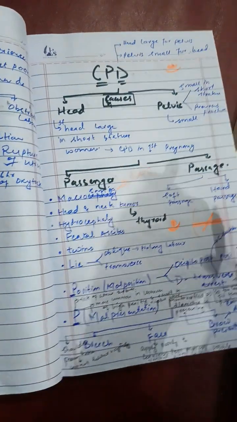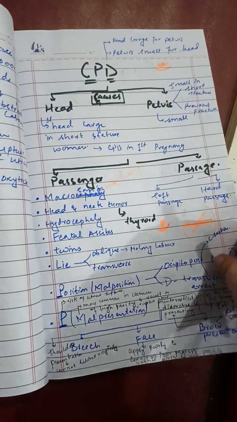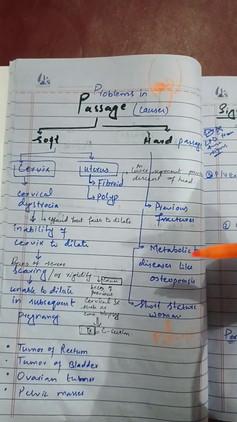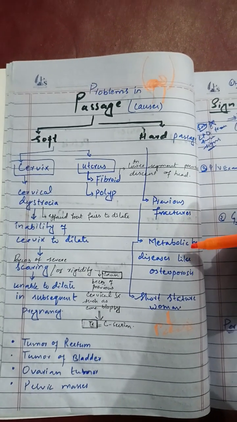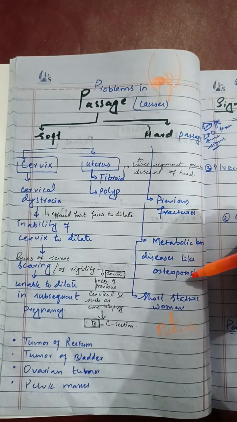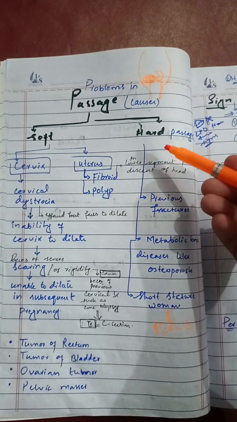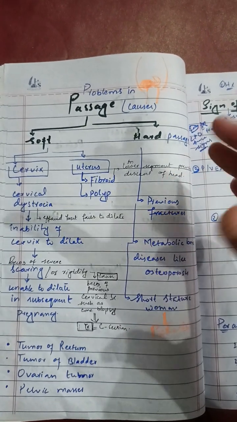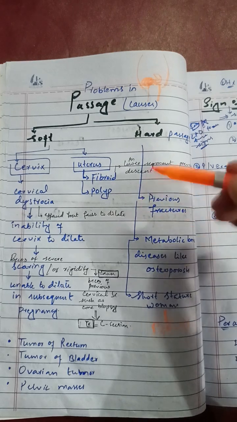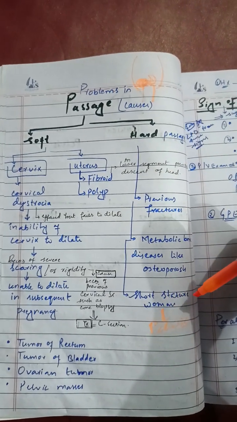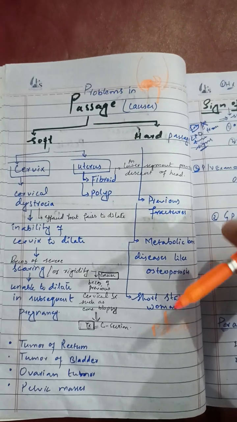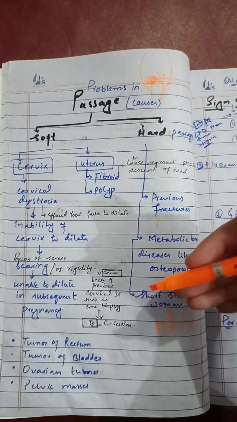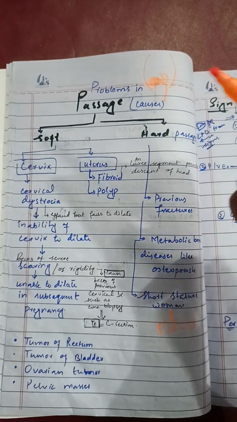So what are the problems in the passage which lead to cephalopelvic disproportion? There are two passages, basically the hard passage and the soft passage. In the hard passage, if there is any previous fracture, or metabolic diseases like osteoporosis, due to which the cavity gets narrowed, or there is inflammation, or collapse of bone due to fracture, it can lead to narrowing of the cavity, and it will lead to cephalopelvic disproportion. And if the female is a short stature woman, the pelvis is usually narrow, due to which the head is unable to pass easily through the pelvis and leads to cephalopelvic disproportion.